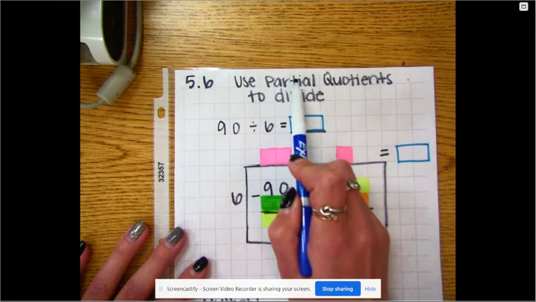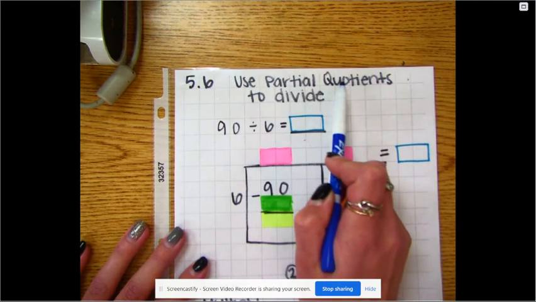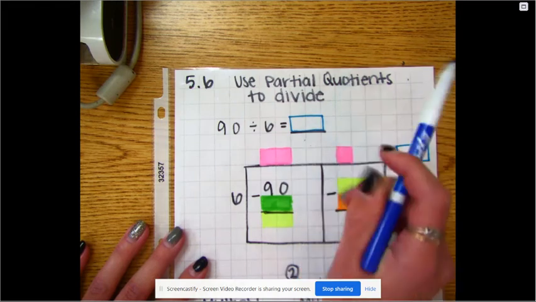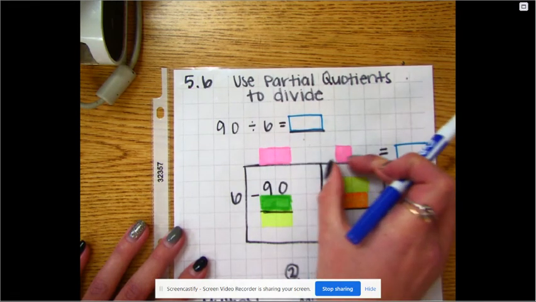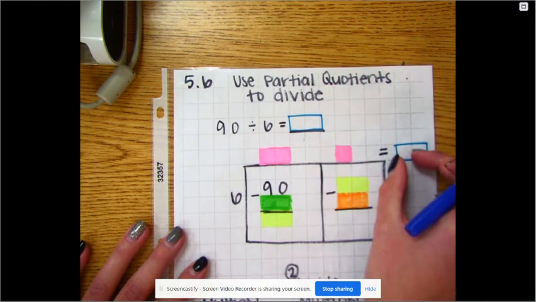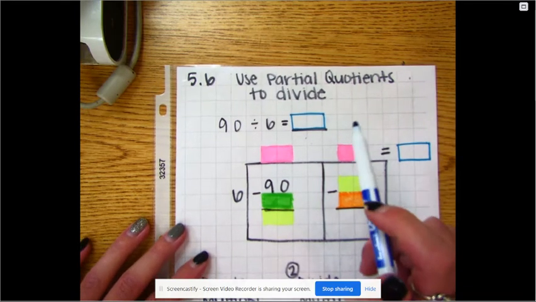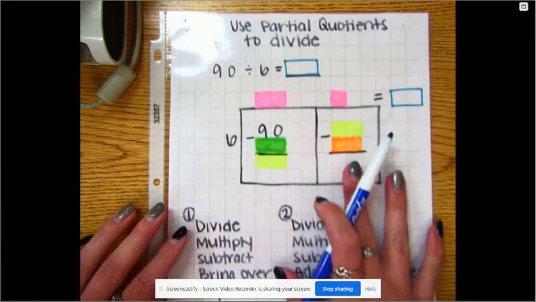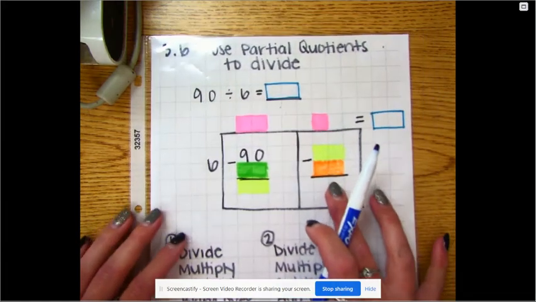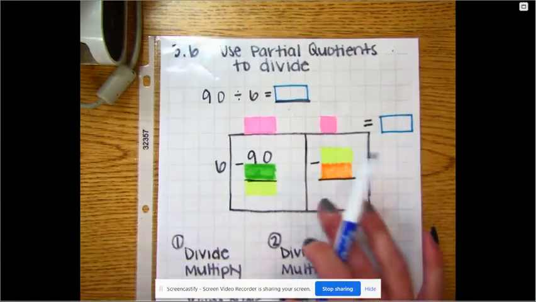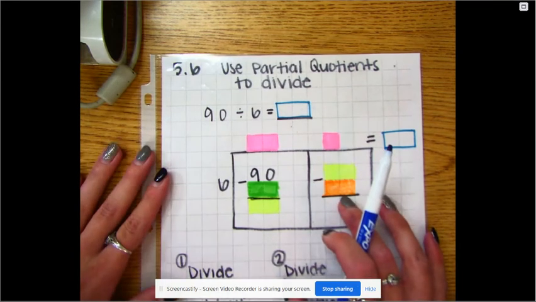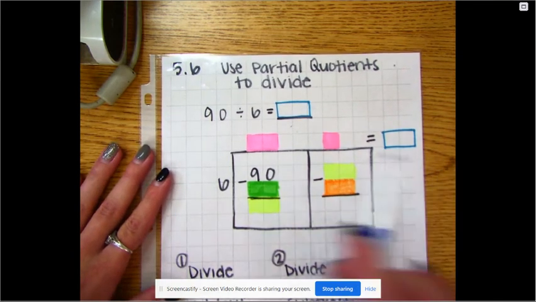Partial means part. So we're going to use part of our quotient. We're going to take parts of it, and at the end we're going to add them up to find our whole quotient. Let's break this apart. And remember, this is just one strategy to divide. If this strategy works for you, great. If this strategy doesn't work for you, no problem. Let's try another strategy on another lesson.